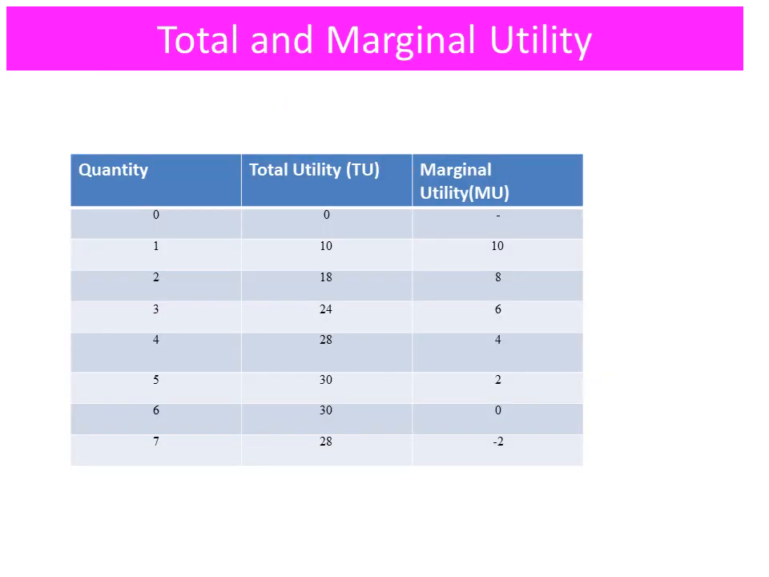Total and the marginal utility. Quantities, total utilities, marginal utility. See, for zero quantity, total utility is 0. For one quantity, the total utility is 10. For 2, that is 18. And then total utility is increasing and increasing and increasing. After reaching the maximum, it is again decreasing to 28, as you see.